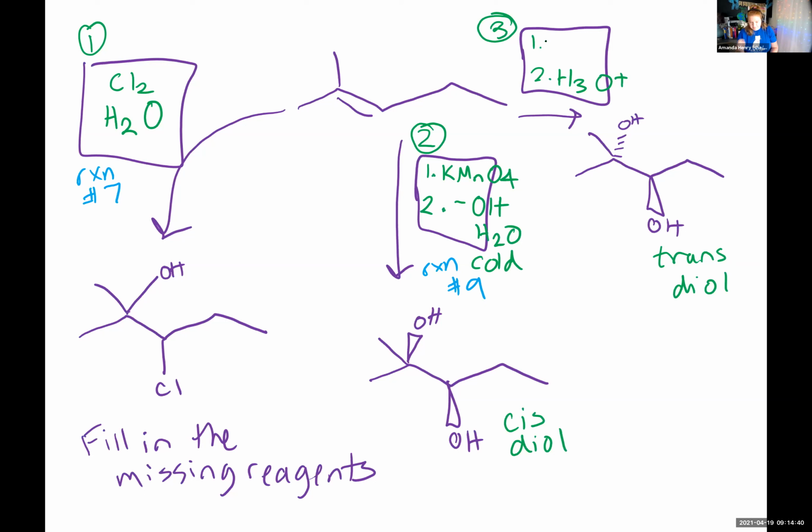What are we going to put in step number 1 for that one though? Peroxy? Yeah, our peroxy acid. So I'm going to put mCPBA, mostly because it's just the shortest way to write out a peroxy acid. And so that is reaction number 8. You don't need to know the actual reaction numbers. I'm just putting them there so you can go back and use them for studying. Questions about any of those 3?